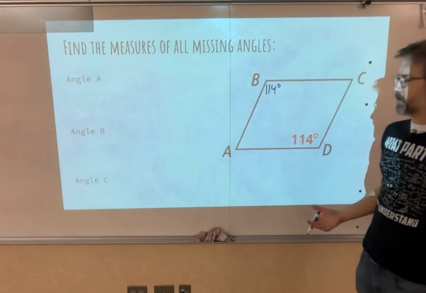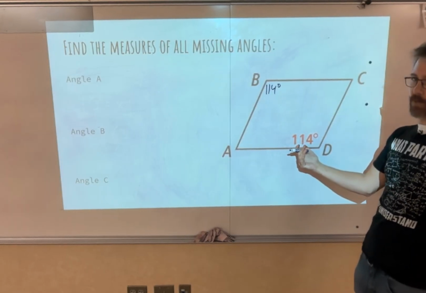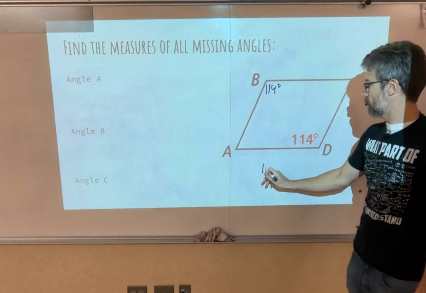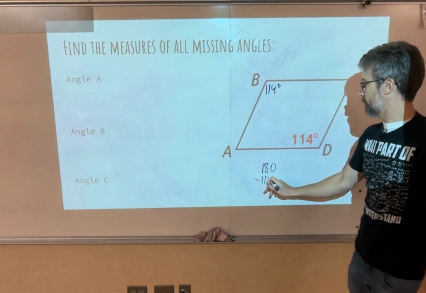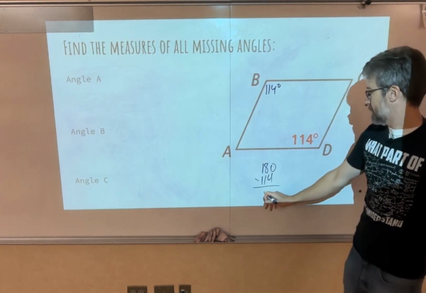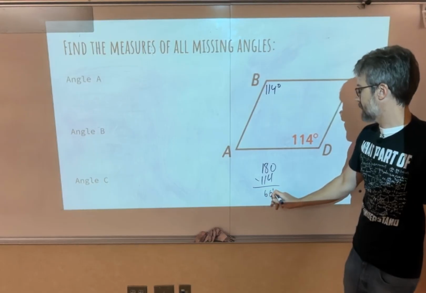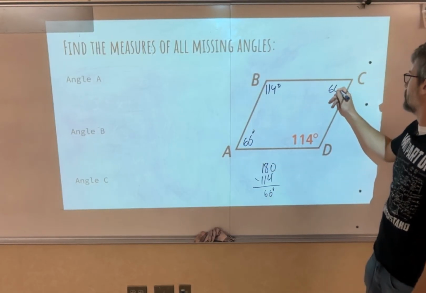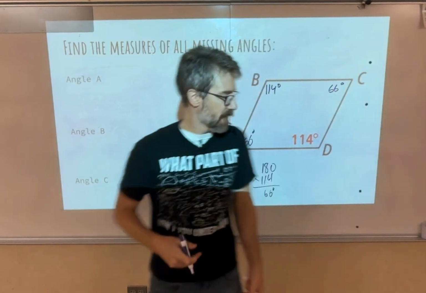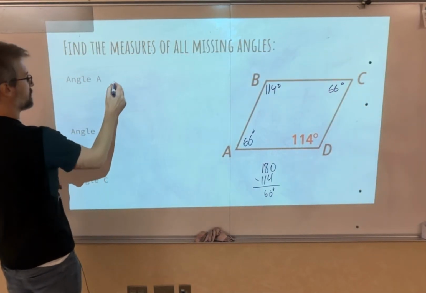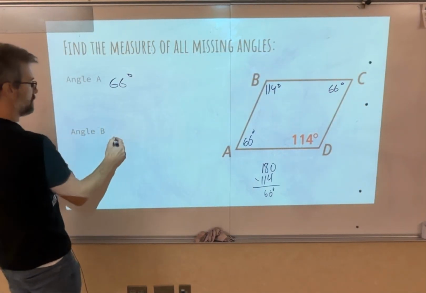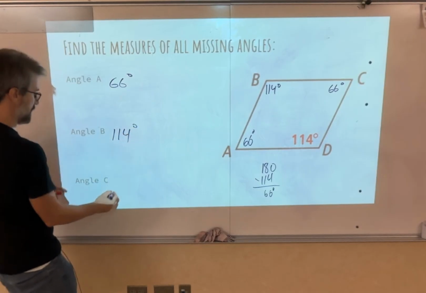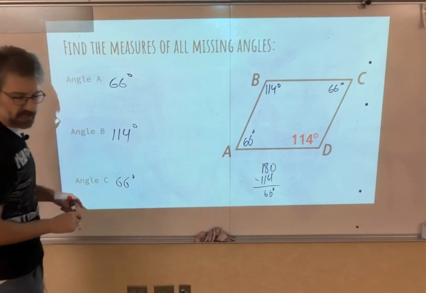And then the other two, they're just whatever would add with this to make 180. So we can do 180 minus 114, and that is what? 66 degrees. So that one's 66 degrees, so is this one. So we can add that in over here. Angle A was what? 66. Angle B was 114, and angle C was 66.